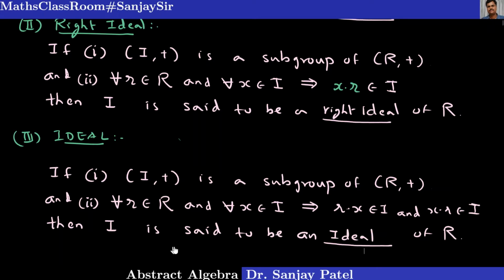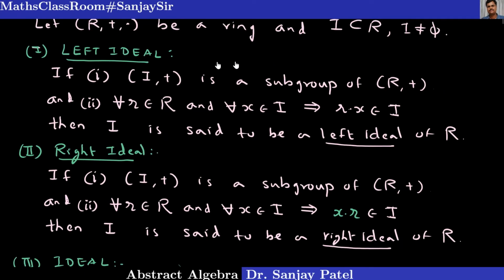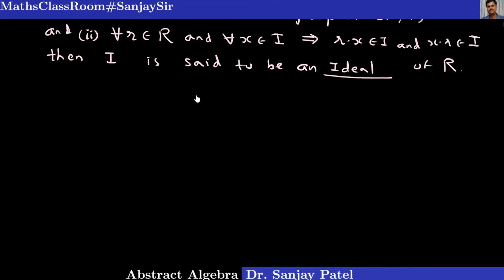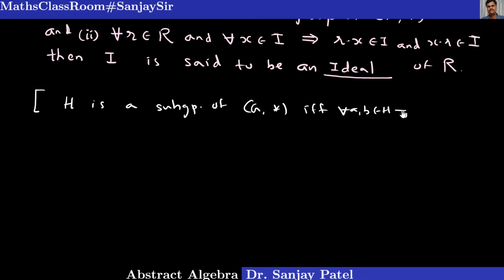Okay, so let us understand all the three. I is a non-empty subset of R. If I is a subgroup of the group R plus, okay, you know how to prove a set is a subgroup. So for proving the first condition, you know that thing. Let me explain the meaning of a subgroup. We know H is a subgroup of a group G comma star, if and only if for every a and b belongs to H, you know that a star b inverse belongs to H.